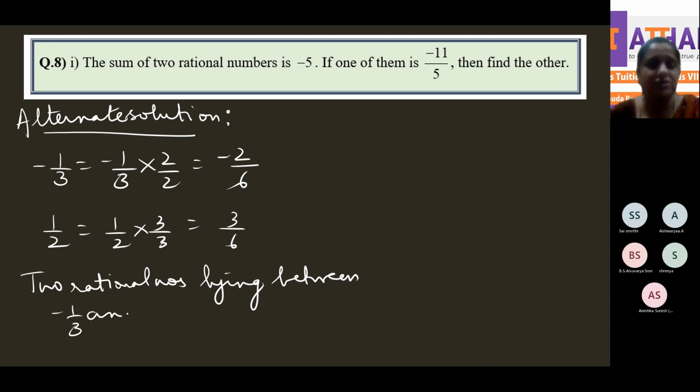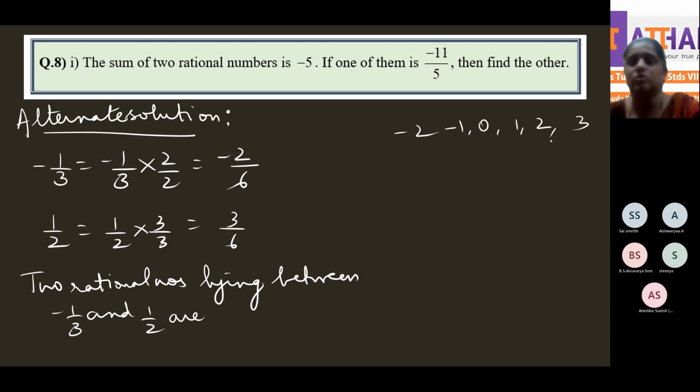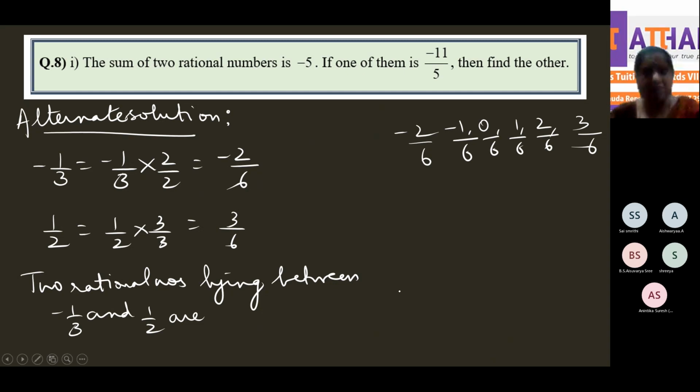-1/3 and 1/2: you can see the numerator, from -2 you can write till 3. So -2, -1, 0, 1, 2. So -2/6, 3/6. So you have -1/6, 0/6, 1/6, 2/6. There are many more numbers, but you can clearly find these. Yes or no, children?